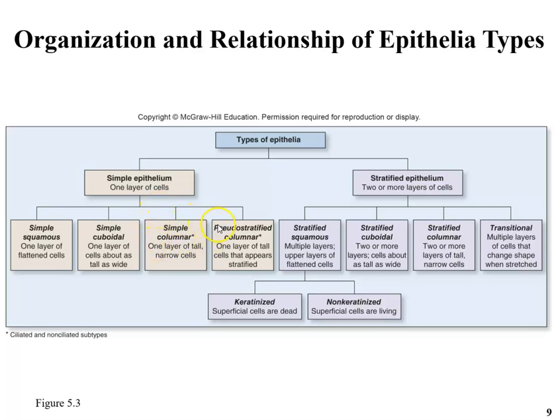You have simple columnar and pseudostratified columnar, and you'll notice this asterisk here means that there can be ciliated and non-ciliated types. For the ciliated cells, the apical portion of the cell contains cilia. Going over here, the third division is under stratified epithelium, stratified squamous. You can have keratinized stratified squamous epithelium, like the epithelium of your skin, or non-keratinized stratified squamous epithelium, an example being the esophagus.